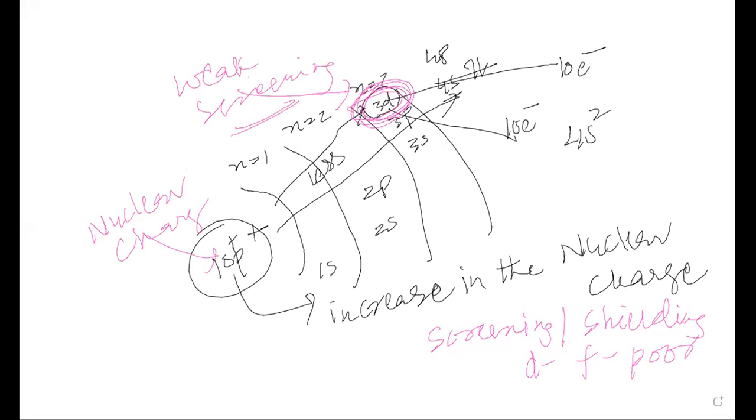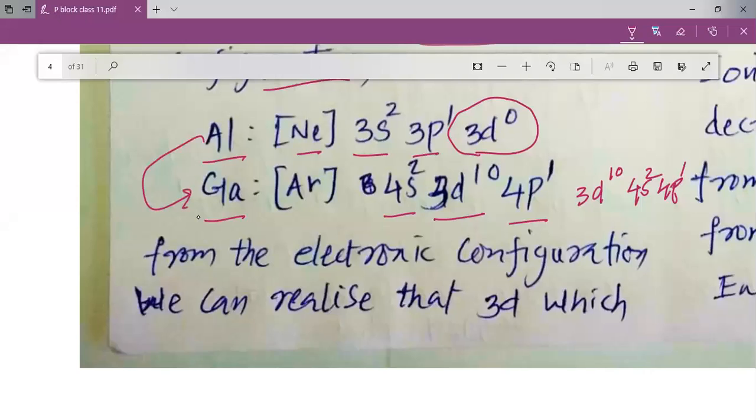So if you understand this, when we go from aluminium to gallium, what happens? The 10 electrons go into the inner shell, which is the 3d shell, or the third shell. After filling of the 4s orbital, 10 electrons go into the d orbital.